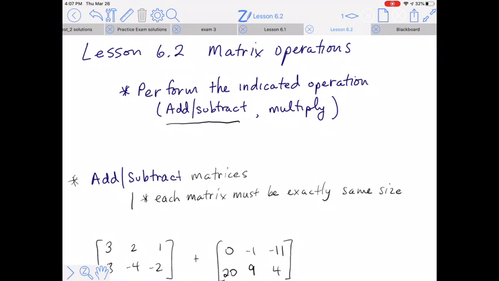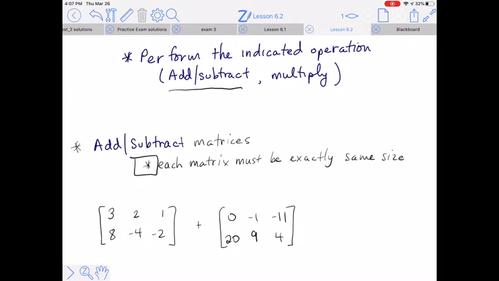One thing though that you have to be sure of, in order to add or subtract matrices, each matrix must be exactly the same size. So you can add a 2 by 2 matrix to another 2 by 2 matrix, or a 3 by 3 to a 3 by 3, or a 2 by 4 to a 2 by 4, but the dimensions have to be exactly the same in order to add or subtract two matrices.